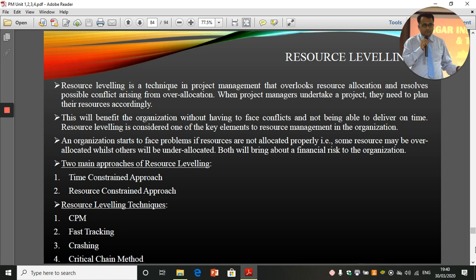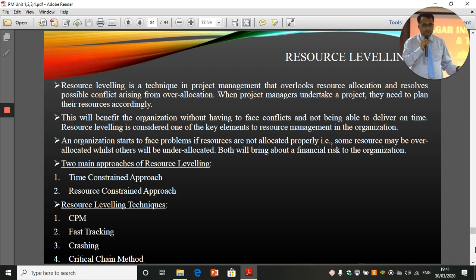Now, resource leveling is a technique in project management that oversees resource allocation and resolves possible conflicts arising from resource over-allocation. So, when project managers undertake a project, they need to plan their resources accordingly. This will benefit the organization without having to face conflicts and not being able to deliver on time. Resource leveling is considered one of the key elements of resource management in the organization.